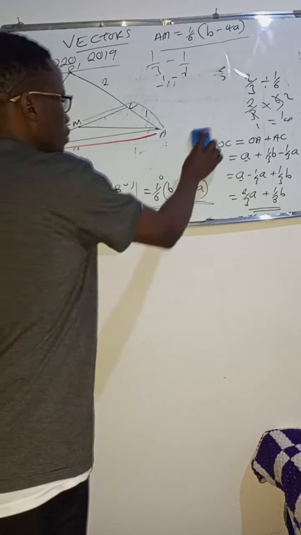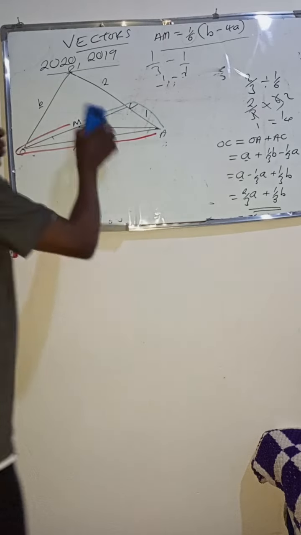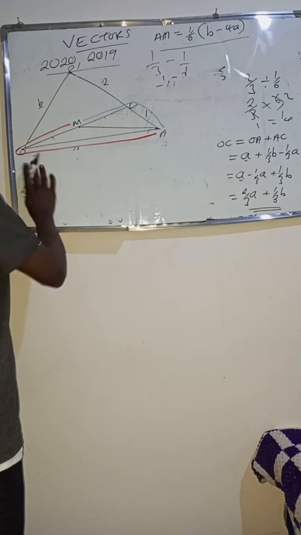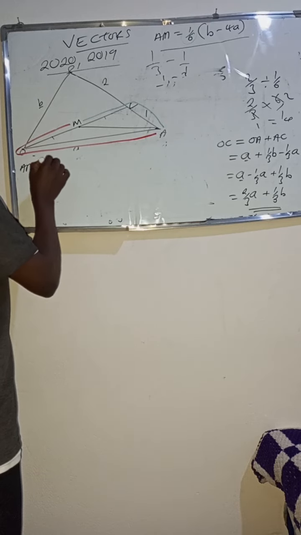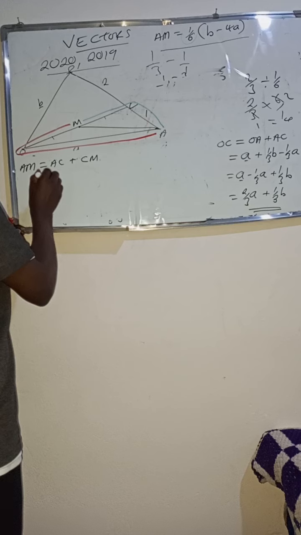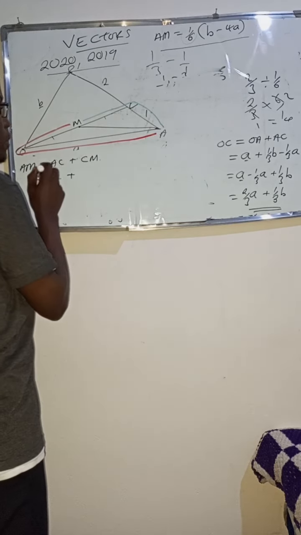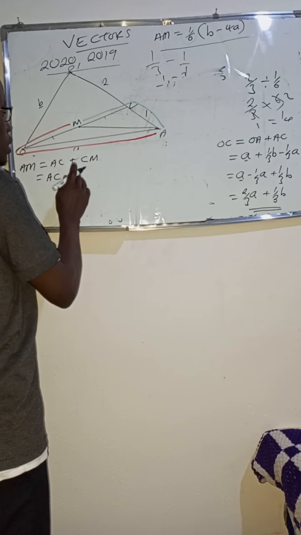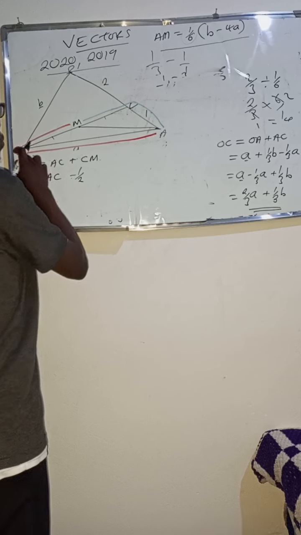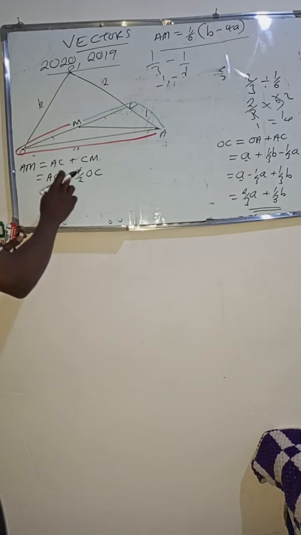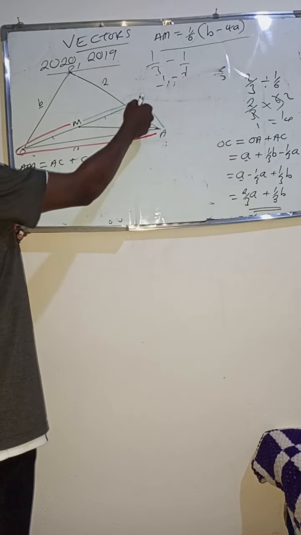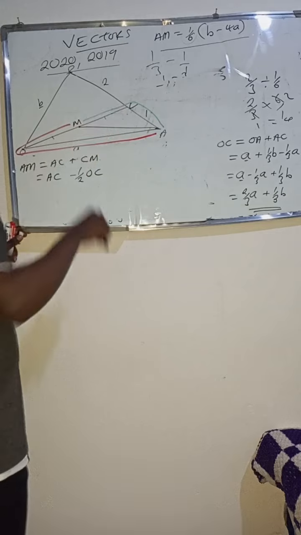So I will write here again. Let's use the other route and see if we're going to get the same answer. If we say AC, we're saying that AM is equal to AC plus CM. So this is going to be equal to AC, which we already have, plus CM. I think that CM is negative half of OC. The reason why we are putting a negative is because we are going in this direction, CM, meaning that it's opposite to the original direction.